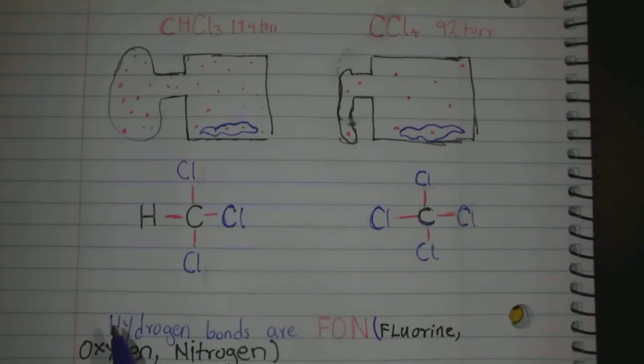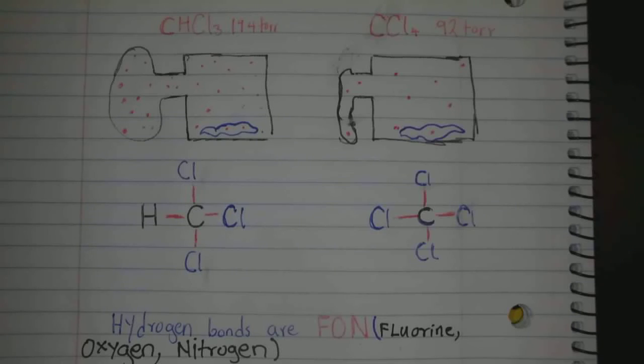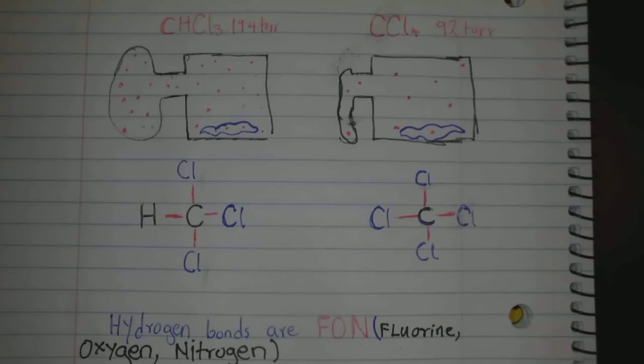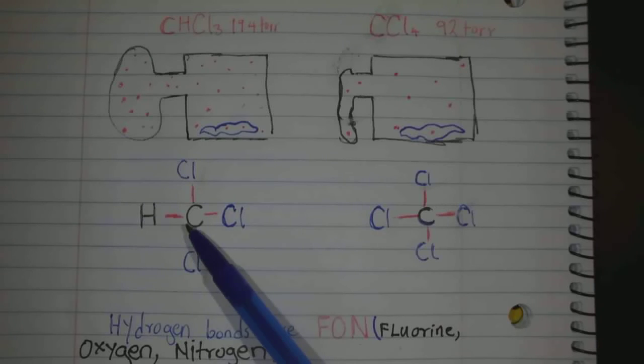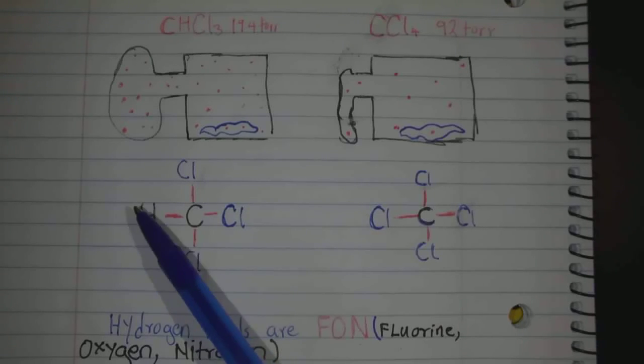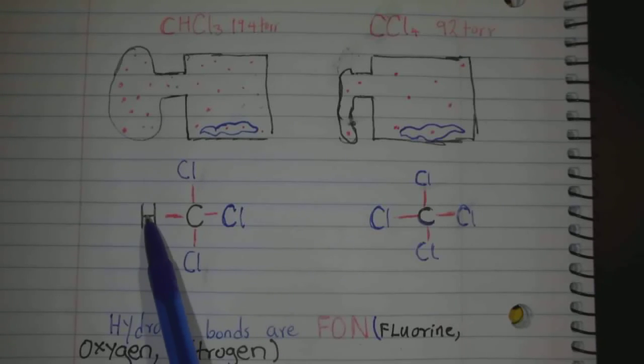And for there to be a hydrogen bond, remember hydrogen bonds are fun, which means it has to have a fluorine, an oxygen, or a nitrogen attached to a hydrogen. In this case, there is no fluorine, oxygen, or nitrogen attached to this hydrogen. And secondly, even if this hydrogen were attached to the chlorine, it still would not qualify as a hydrogen bond.